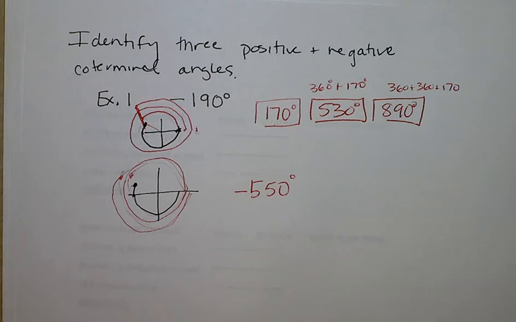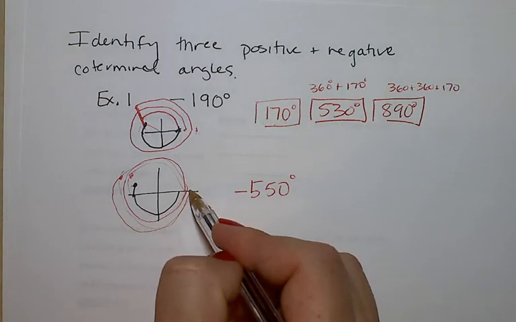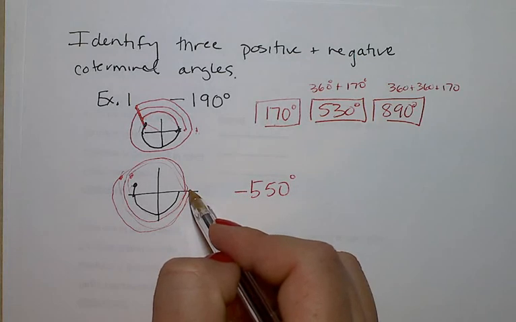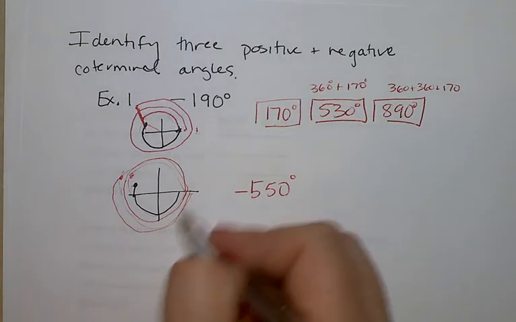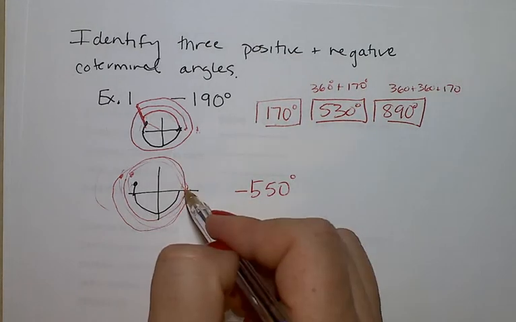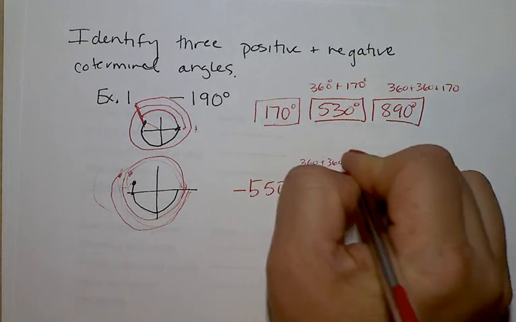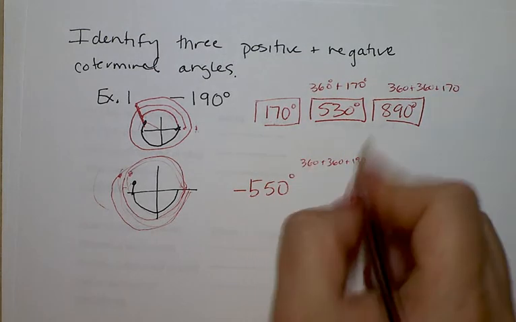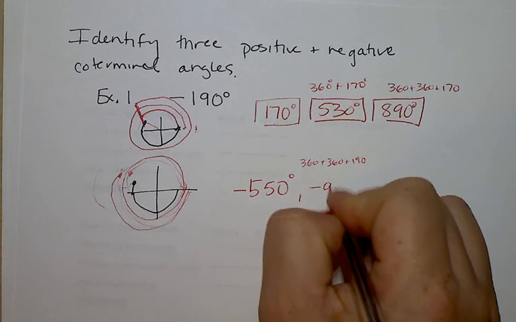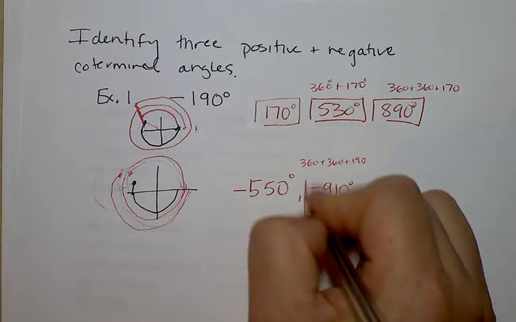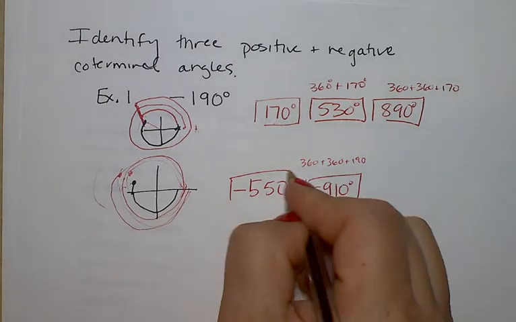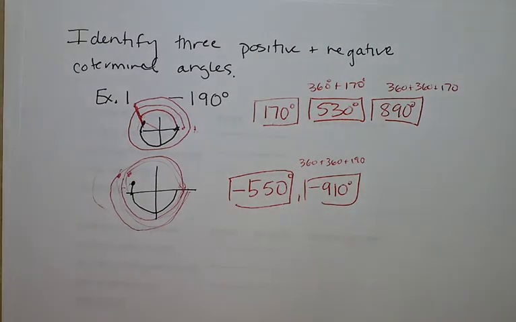Okay, so the next time I start here, I've already gone once around and then back to the point. So this time I have to go twice around. So 360, 360, 190. And correct answer is, I have negative 910. Anybody else have that? Please figure out the third one.